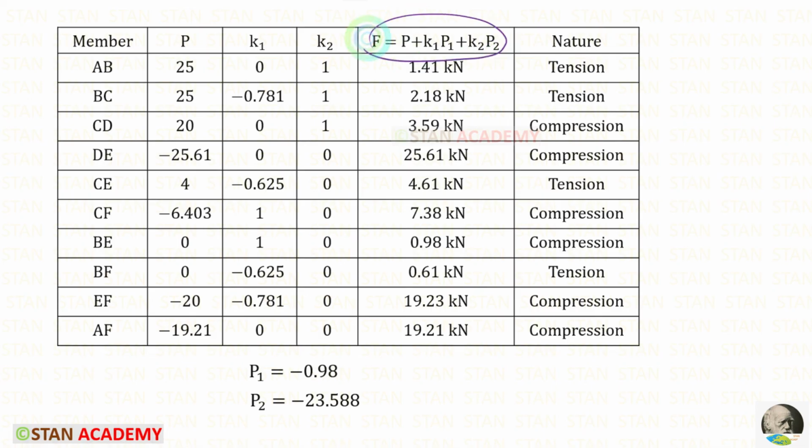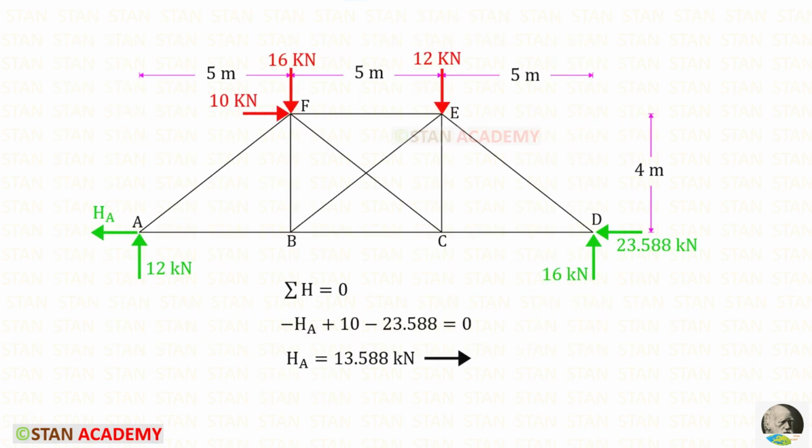Using this formula, we can find the member forces in all of the members. If you got positive values, that means the nature of the members is tension. And if you got a negative value, the nature of the members is compressive. No need to find the vertical reactions. It is same as the vertical reactions which we have calculated in the released structure.